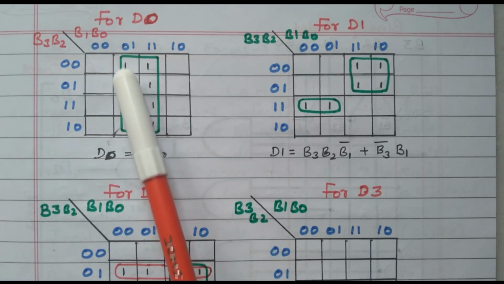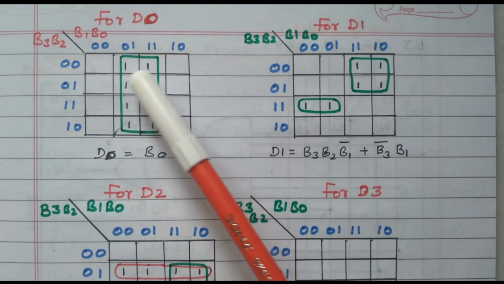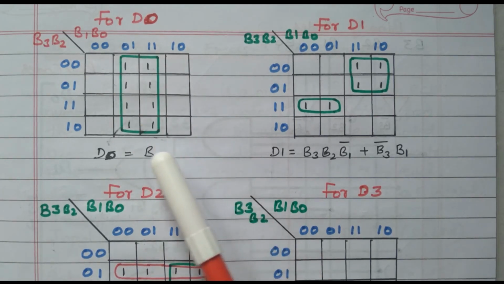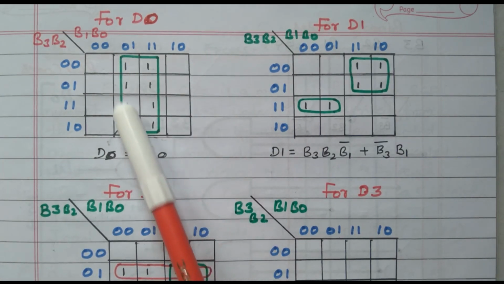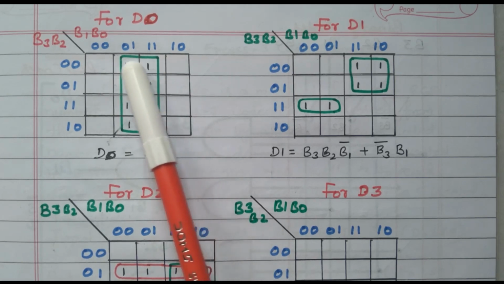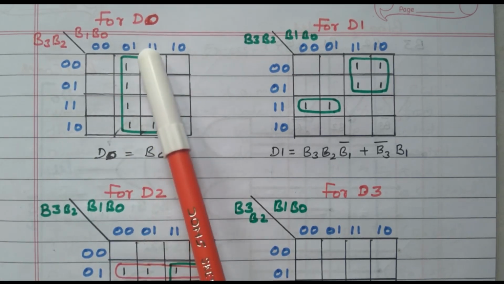From the tabular column, these ones are marked. From the truth table we discussed earlier, there are 8 ones available. These 8 ones are marked here. So while grouping, we can group these 8 ones, right? All 8 ones are grouped together. In order to get the function, we have to refer to the corresponding rows: first row, second row, fourth row, third row and fourth row. Similarly, second column and third column.